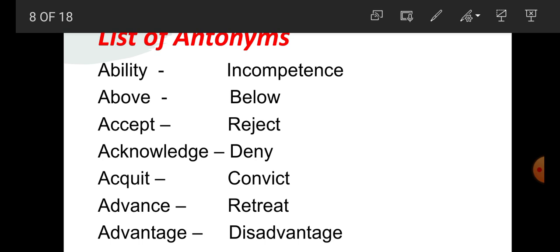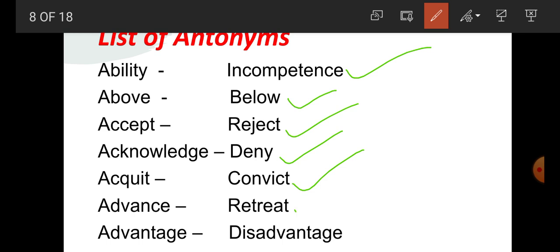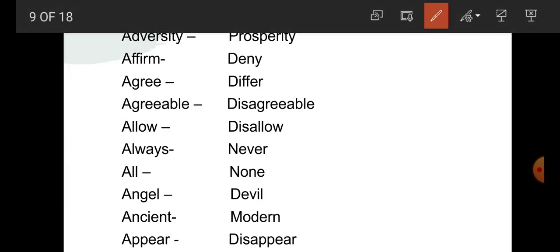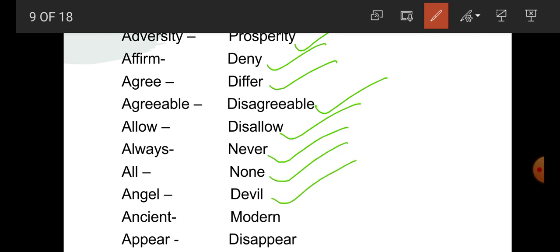First, ability, incompetence. Above, below. Accept, reject. Acknowledge, deny. Acquit, convict. Advance, retreat. Advantage, disadvantage. Now the next word, adversity, prosperity. Affirm, deny. Agree, differ. Agreeable, disagreeable. Allow, disallow. Always, never. All, none. Angel, devil. Ancient, modern. Appear, disappear.